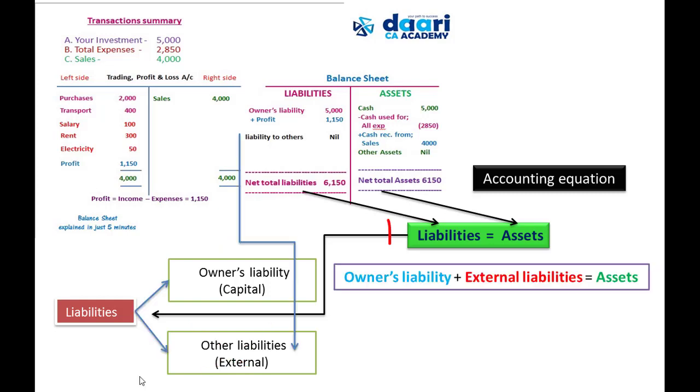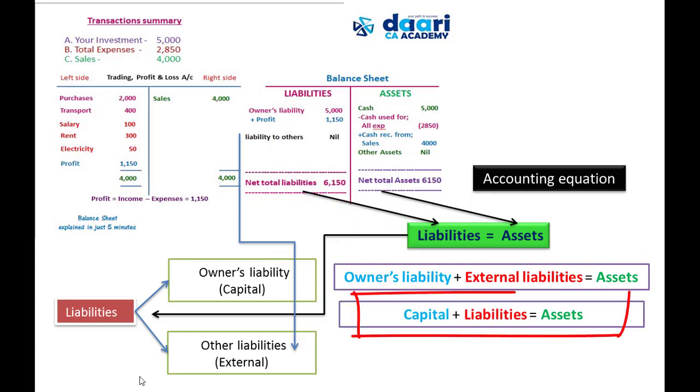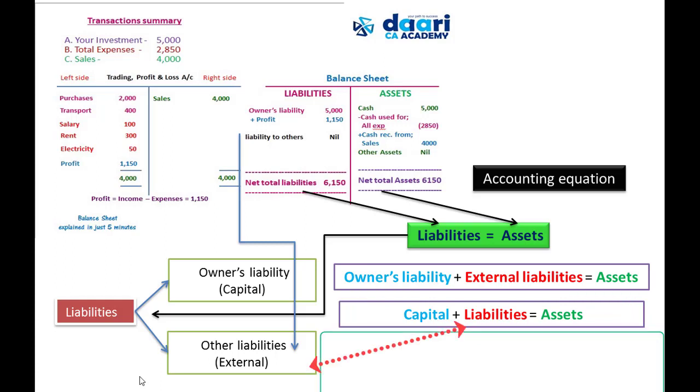Now, in place of liabilities, we have owner's liability and external liabilities, which equal assets. Now this equation can be written as capital plus liabilities equals assets. Here liabilities always refers to external liabilities. This is the accounting equation.